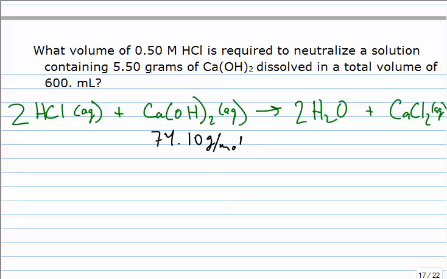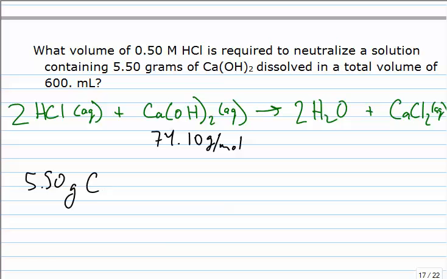grams per mole. Now we don't need the molar mass for HCl because we're already given a molarity. So what we're going to do in this case is we're going to go from grams of calcium hydroxide to moles of calcium hydroxide, then use our mole-mole ratios to calculate the moles of hydrochloric acid that we need to use. And then since we know the moles of that, we will know what volume based on our molarity in moles per liter.